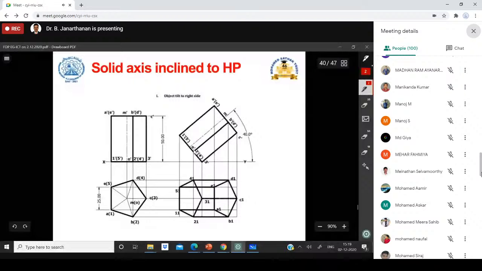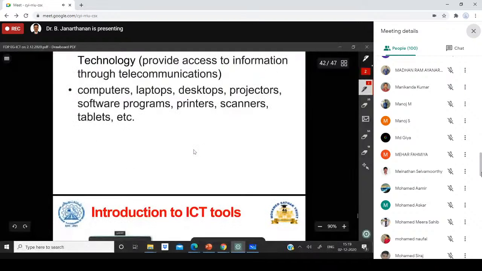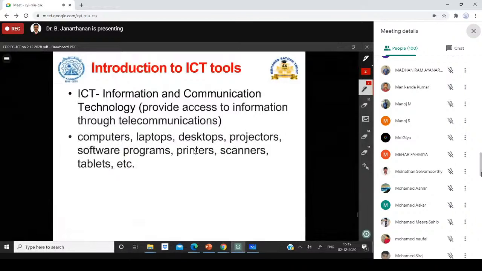So what are the ICT tools? ICT is the abbreviation of information and communication technology, which provides access to information through telecommunications. So what tools can be included in this: computers, laptops, desktops, projectors, software programs, printers, scanners, tablets, all these things can be included in these ICT tools.